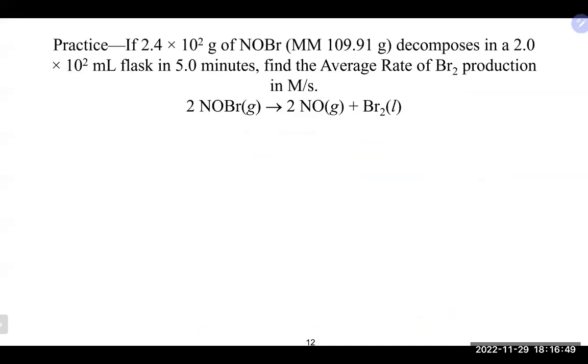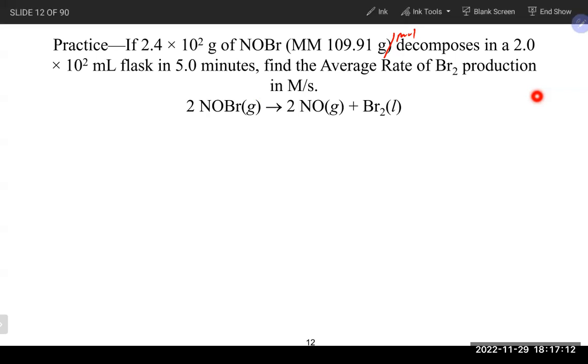All right, let's try another one here. If 2.4 times 10 to the 2 grams of NOBr, molar mass 109.91 grams per mole from the periodic table, decomposes in a 2 times 10 to the 2 milliliter flask in 5 minutes, find the average rate of Br2 production based on that equation that's there.